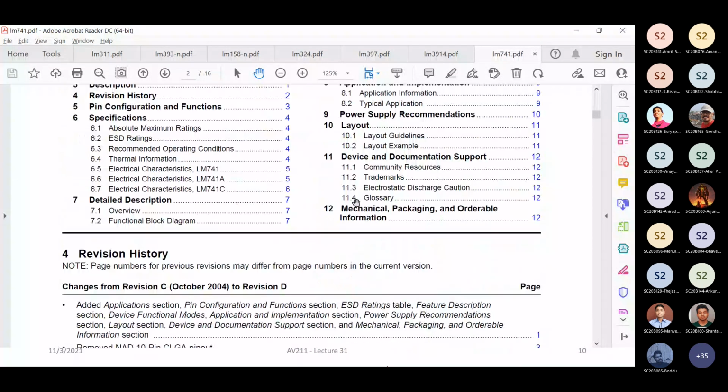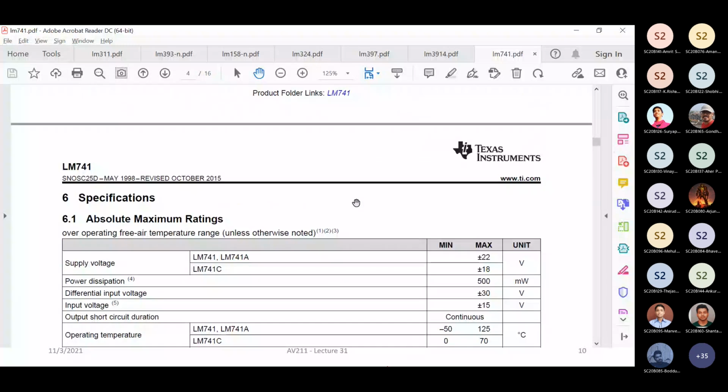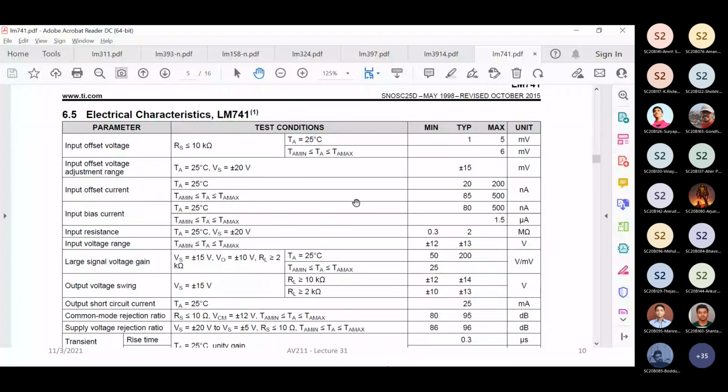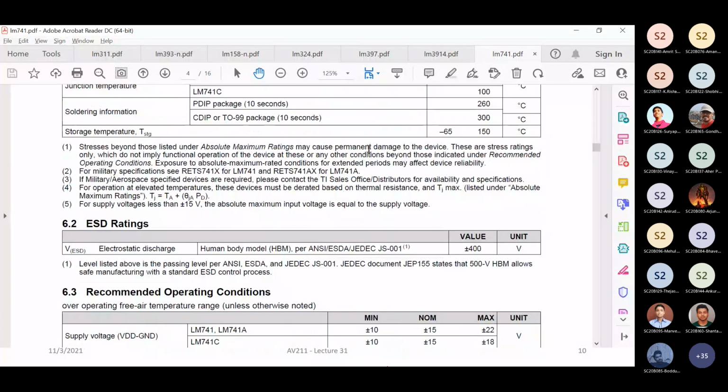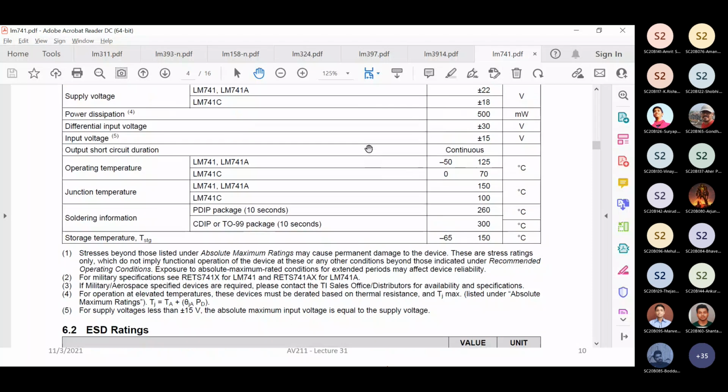So if you go here, let's look at the electrical characteristics. The input offset voltage is typically 1 millivolt, maximum 5 millivolt at TA equal to 25 degrees Celsius, TA meaning ambient temperature. Now, for the temperature variation for TA min to TA max, what is TA min and TA max? They would have given it here somewhere. The ambient operating temperature is minus 50 degrees to 125 degrees Celsius.